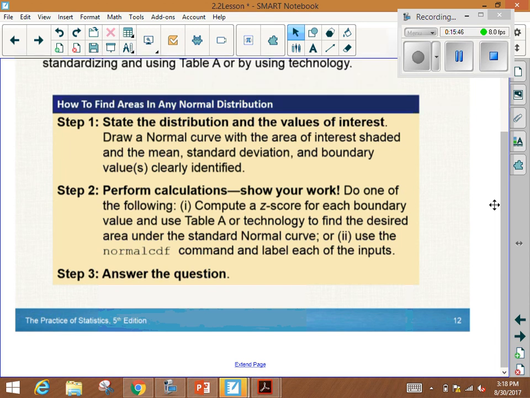You need to have a picture of the distribution. You need to have your values that you're given in the problem clearly labeled. You must shade your area of interest, what you're using your table or your calculator to find that proportion. You have to show that, and then you also must show your substituted values for x, for your mean, and for your standard deviation.